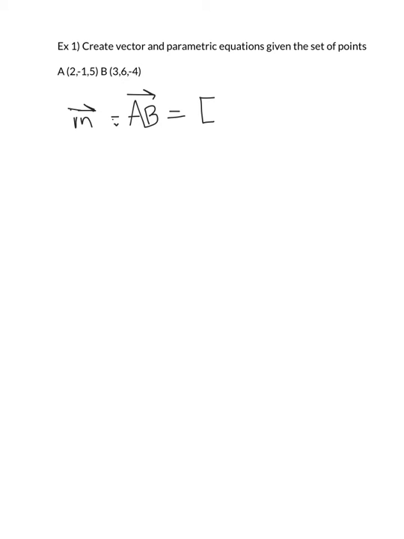So what we have here first is 3 subtract 2, so 1. 6 subtract -1, so 7. And -4 subtract 5, so -9. Now remember, what that gave us is the direction vector, or our vector AB.